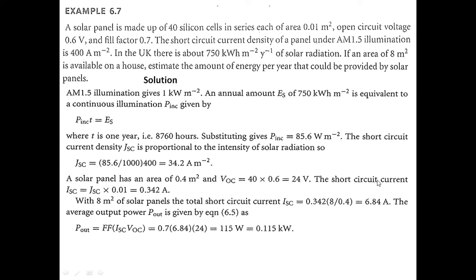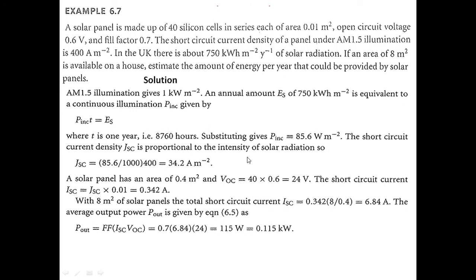So this is the total current that is produced by the total area of the panels, and the voltage will remain the same. This is the total voltage VOC of all the panels, and this is the total short circuit current of all the panels. Now I just have to calculate the output power. Output power is nothing but your fill factor times ISC times VOC. This comes from the fill factor formula that we solved in our last lectures. You just substitute all the factors; the fill factor is already given to you. So you come out around 115 watts of output power that it will generate.